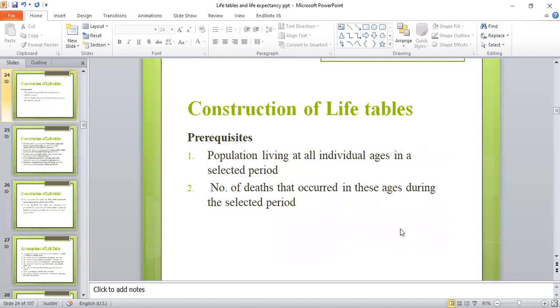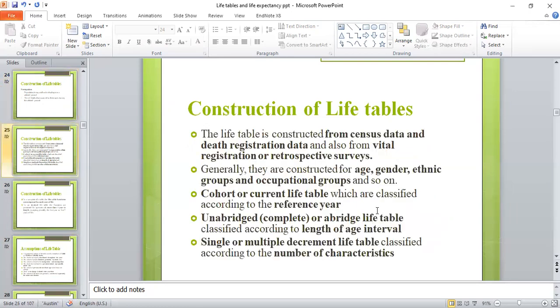Construction of life table. The life table prerequisite is population. We require the population living at all individual ages in a selected period, and the number of deaths that occurred at these ages during the selected period. A life table is constructed from census data sources and death registration data, that is also from vital registration or retrospective analysis. It can be constructed for age, gender, ethnic groups, occupational groups, and so on.